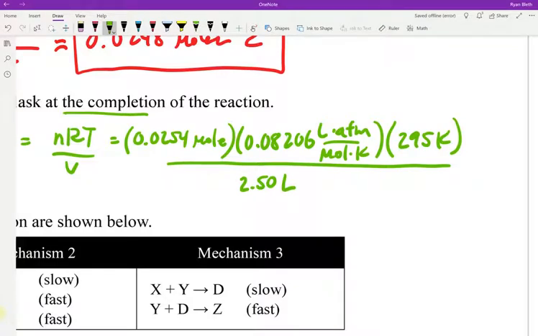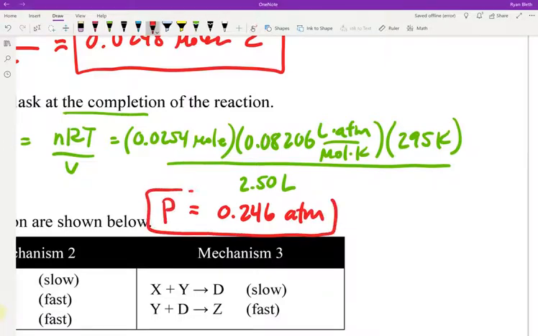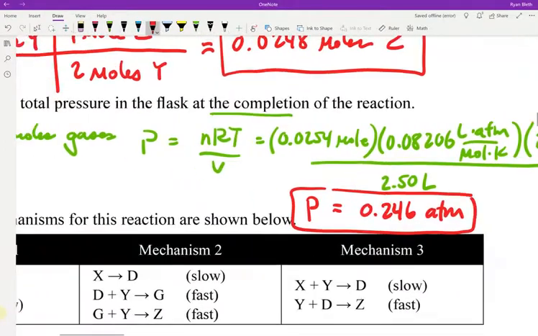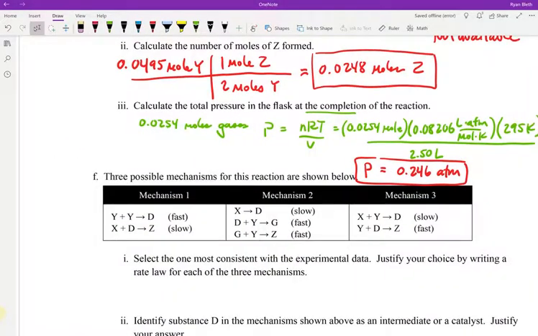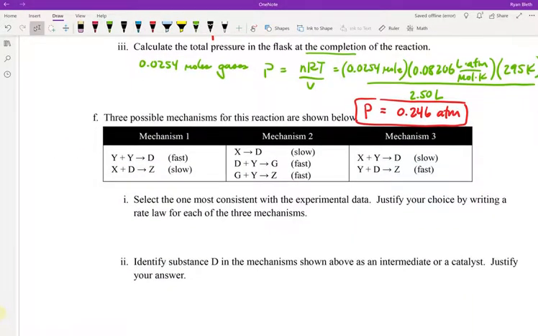I could figure out the pressure of each gas separately and then add them together, but I don't need those separate things, so I might as well just do this and get the total, because they'll all contribute proportionally, and that's going to give me a pressure of 0.246 atmospheres. So the total pressure in there when the reaction reaches completion from both X and Z together, 0.246 atmospheres of pressure. All right, that's a bunch of stoic.